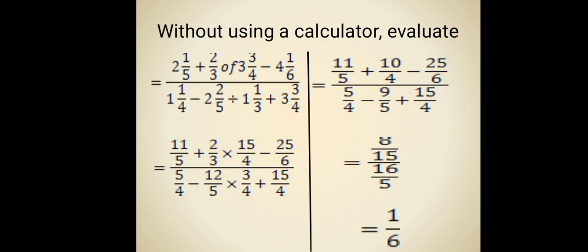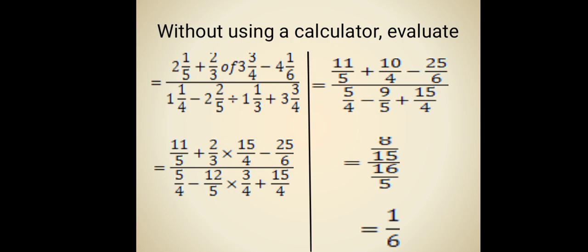Now we have this equation without using a calculator. Evaluate 2/5 plus 2/3 of 3 3/4 minus 1/4 and 6 divided by 1 1/4 less 2 2/5 divided by 1 1/3 plus 3 3/4. Now we can simplify the part of first, which is taking 2/3 multiplied by 15/4. If you write 3 3/4 into an improper fraction, it becomes 15/4.